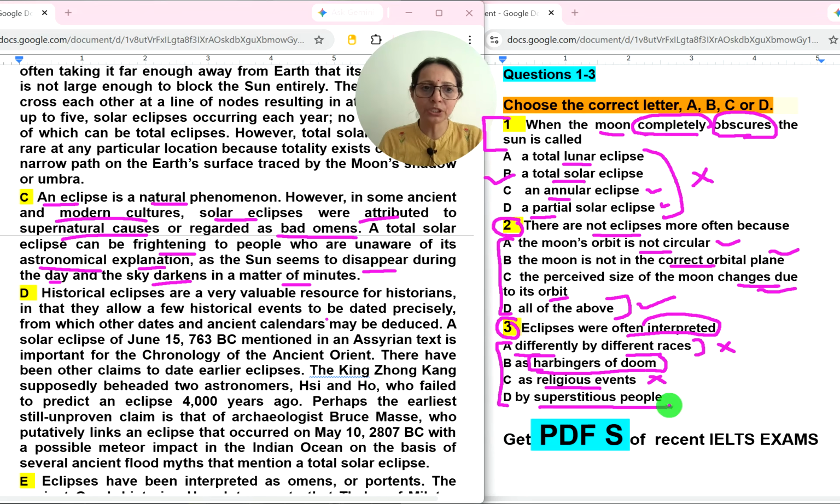By superstitious people, eclipses were often interpreted by, here it is given, no, superstitious people, in fact frightened people they are talking about, not superstitious. So one thing is left, as harbingers of doom. Solar eclipses were attributed, meaning interpreted, to supernatural causes or regarded as bad omens. I think this meaning is harbingers of doom. So that's why we have selected it. We read every option and try to find whether the option is true or false. If the option is true, then it will be the answer.